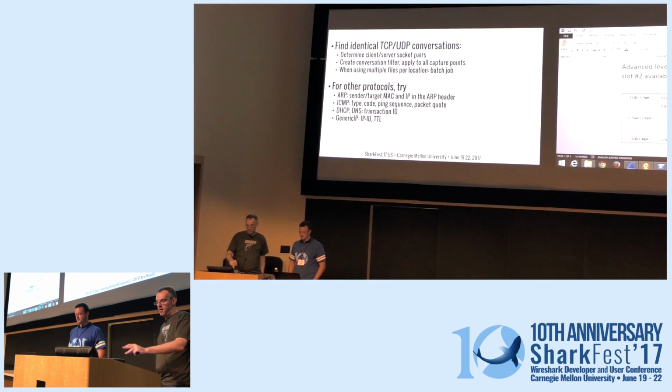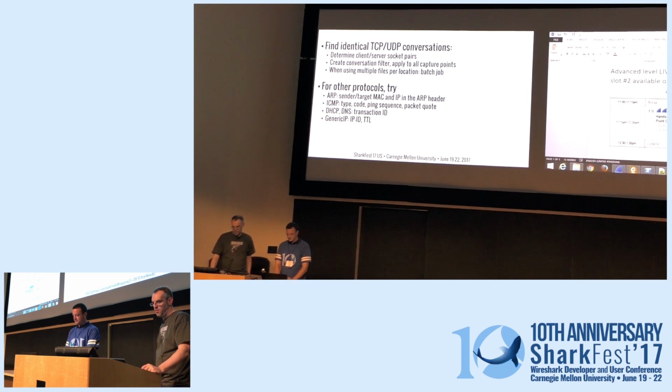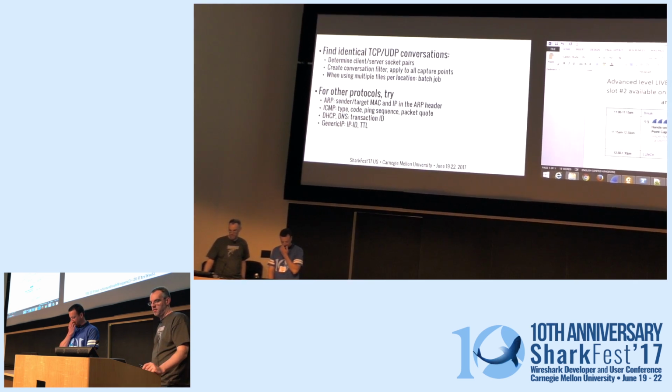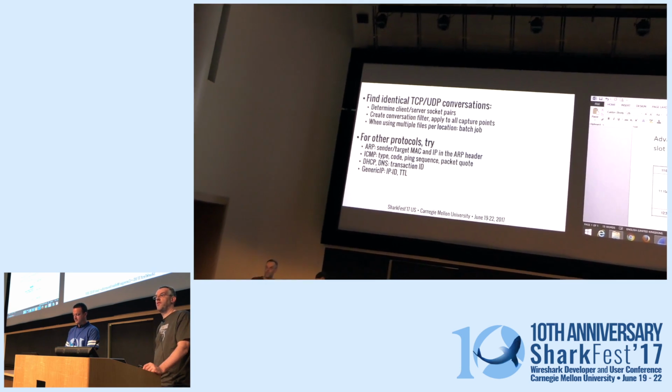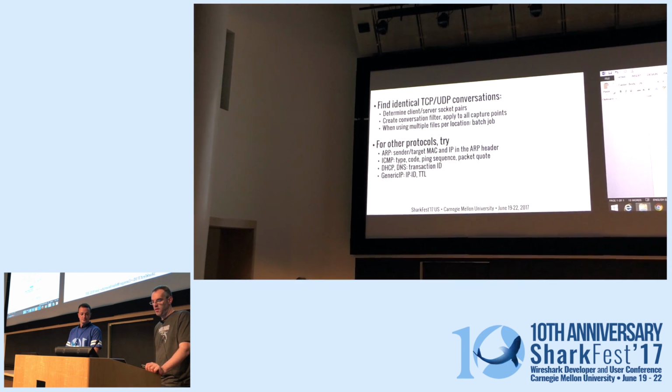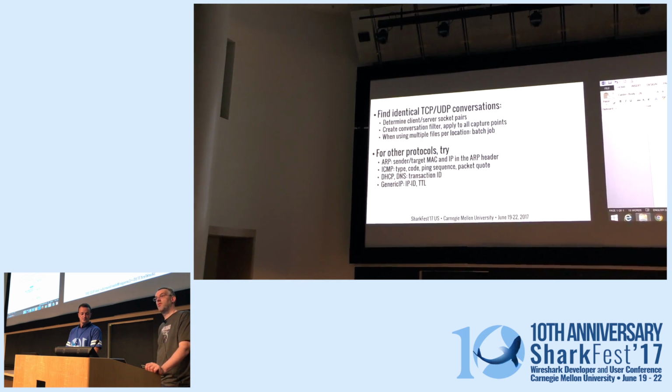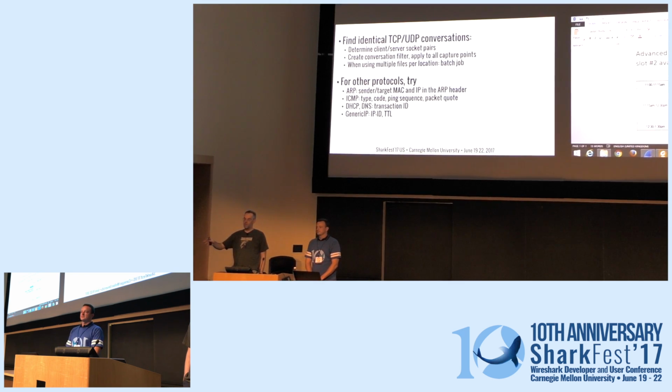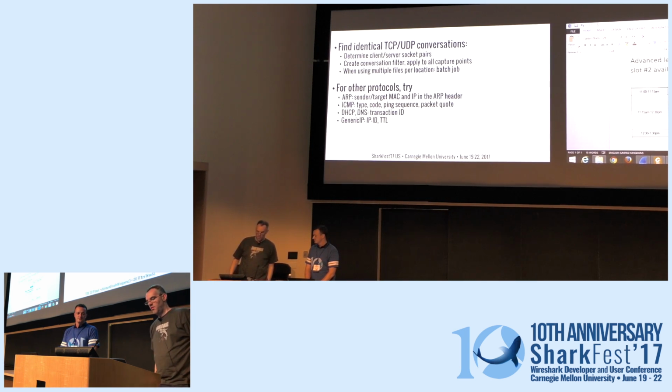So for other protocols, we have ARP, ICMP, DHCP, and generic stuff. We have a couple of ideas here. You could use the MAC addresses. ARP should not travel across routers anyway, so if you're looking at two capture points in the same segment, then you should be able to match those. For ICMP, it's type, code, ping sequence, packet code, anything that you can find that is the same on both ends, but not in any other packet, or not in any other packet at roughly the same time frame. It may be the same for another packet, but minutes later, and you're sure that the time is quite correct, so that would be okay.